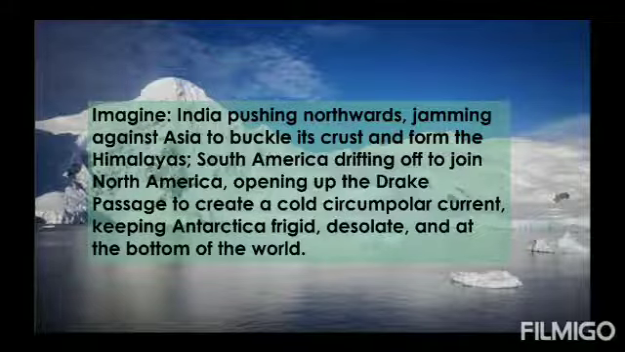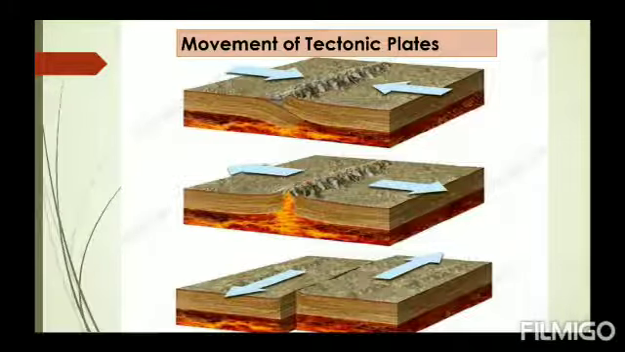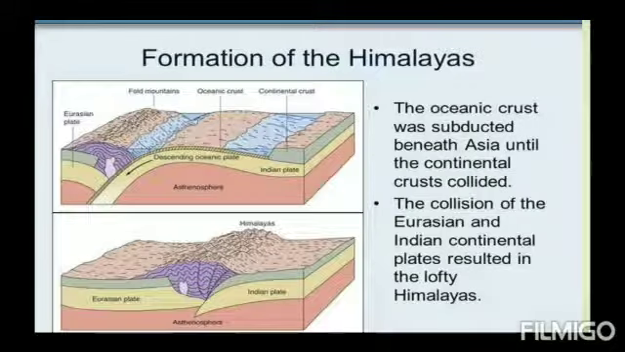So how were the conditions of the world, the climatic conditions, formed? All these were a result of the continental drift. Now this continental drift was because of the movement of tectonic plates. So here in this visual you can see how the tectonic plates moved. And here you can see how the Himalayas were formed. The oceanic crust was subducted beneath Asia until the continental crusts collided. The collision of Eurasian and Indian continental plates resulted in the lofty Himalayas.